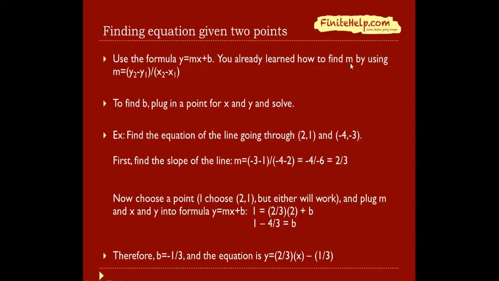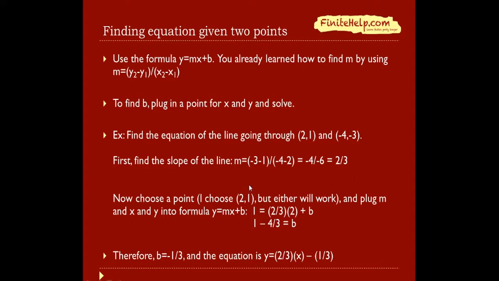And as you recall, you already learned how to find the slope by using this formula. And now we're going to find the entire equation when you're given 2 points. So first you find your slope, and then you're going to plug in x and y to solve for b. Let's do an example. Here we're going to try to find the equation of the line going through these 2 points. You start out by finding the slope, which is 3 minus 1 on top, negative 4 minus 2 on the bottom, and you have a slope of 2/3.